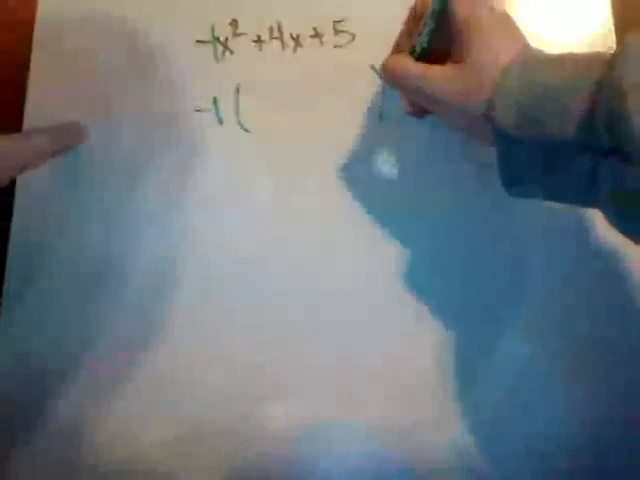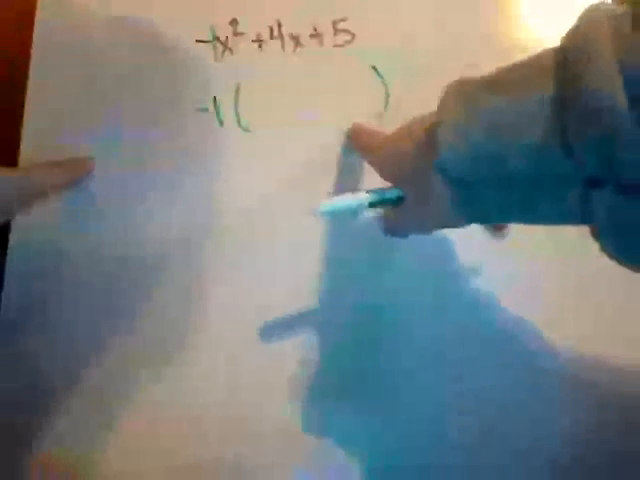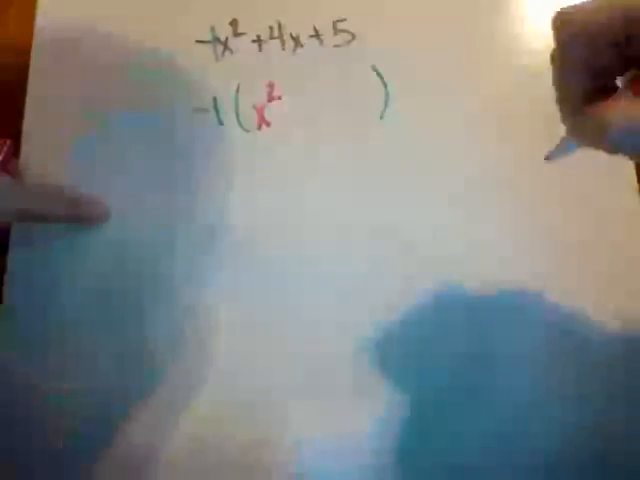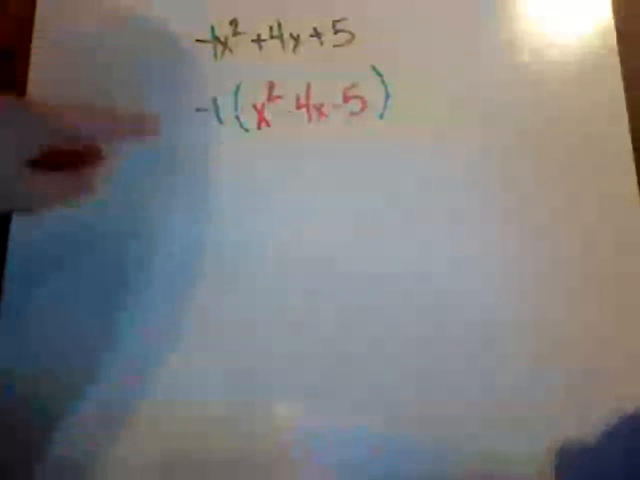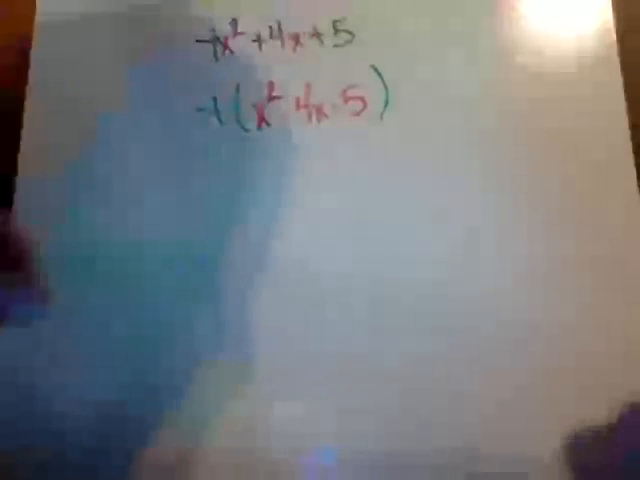So I'm going to bring down my negative 1 and open up a set of parentheses. Then I'm going to take each term, divide it by negative 1, and put whatever's left inside my parentheses. Negative 1x squared divided by negative 1 leaves me with x squared. 4x divided by negative 1 makes it negative 4x. And 5 divided by negative 1 makes it negative 5. So we have factored a negative 1 out of every term.